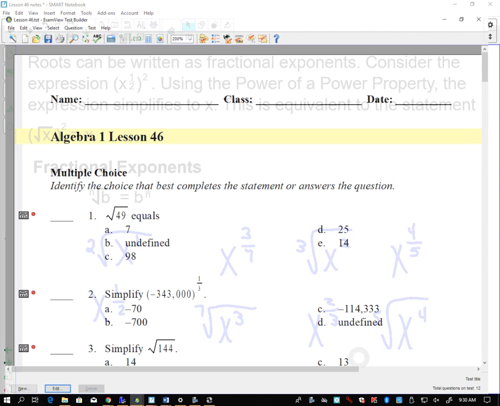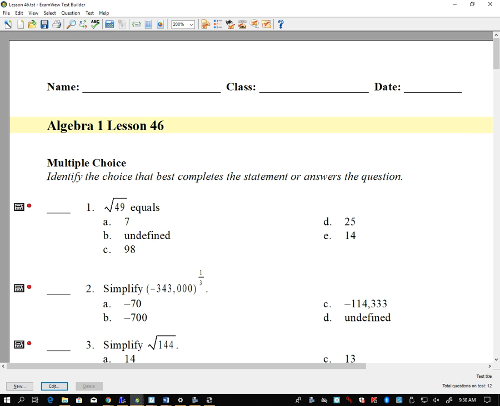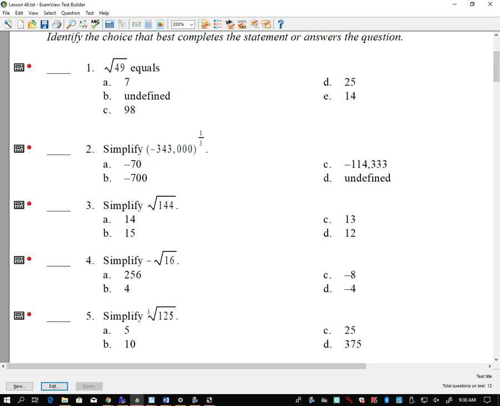Lesson 46, right? Okay. So what's the square root of 49? 7, right? And I bet I still can't write on our board. Nope. All right. But we all know the square root of 49 is 7.